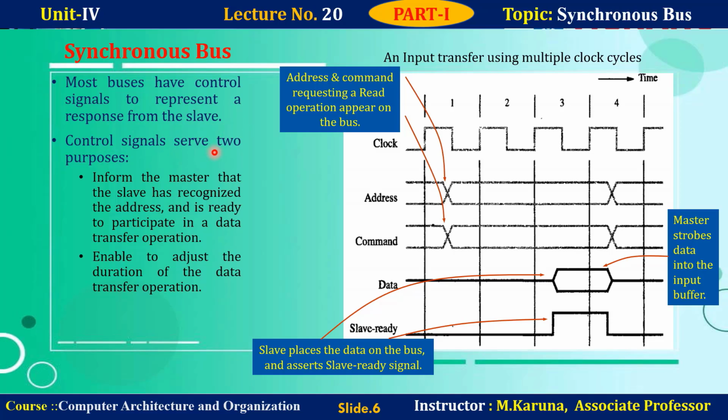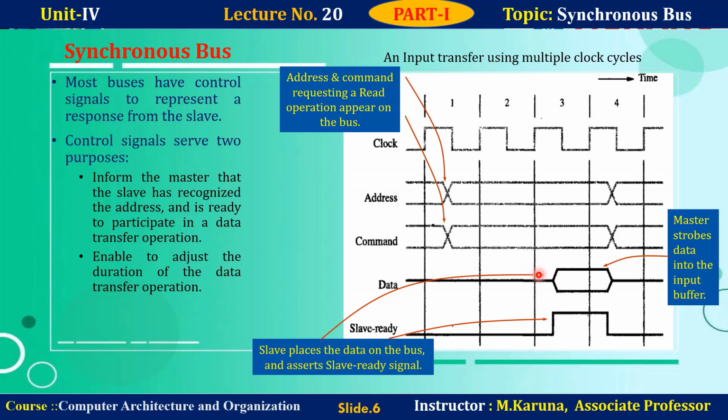So control signals serve two purposes. First, it informs the master that the slave has recognized the address and is ready to participate in a data transfer operation. Next, it enables adjusting the duration of the data transfer operation.